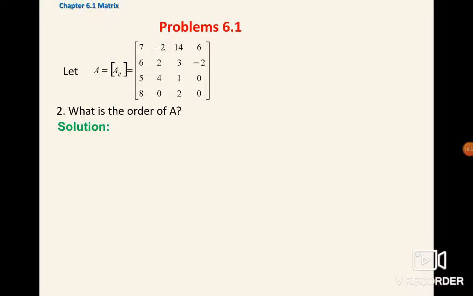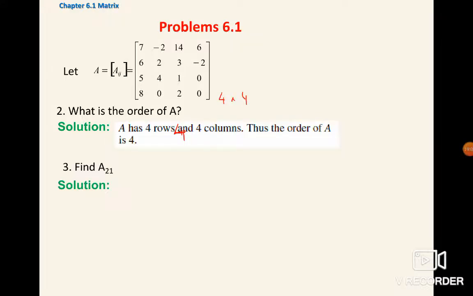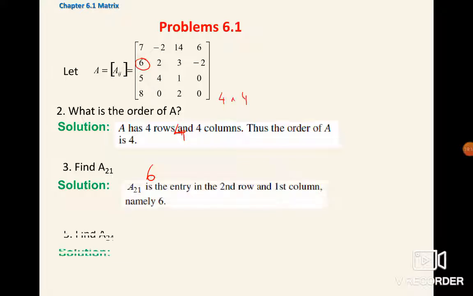What is the order of A? Order is the size of the square matrix, isn't it? This is 4 by 4. So the order is 4. The order of the matrix A is 4. Next, find A21 from this matrix. A21 is second row, first column, which is 6. So the first answer is 6. Find A24: second row, fourth element, -2 is the answer.